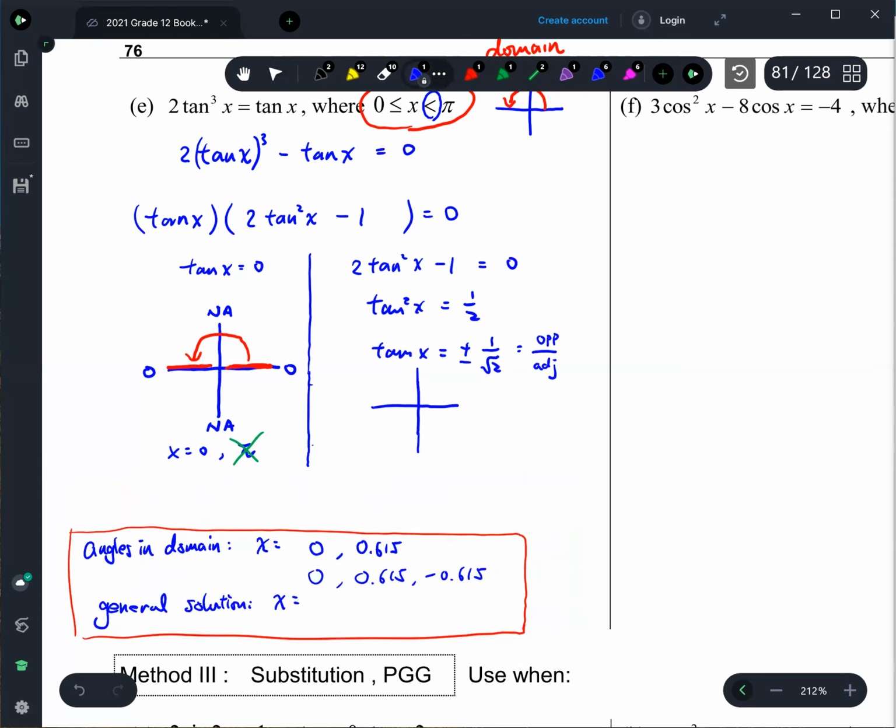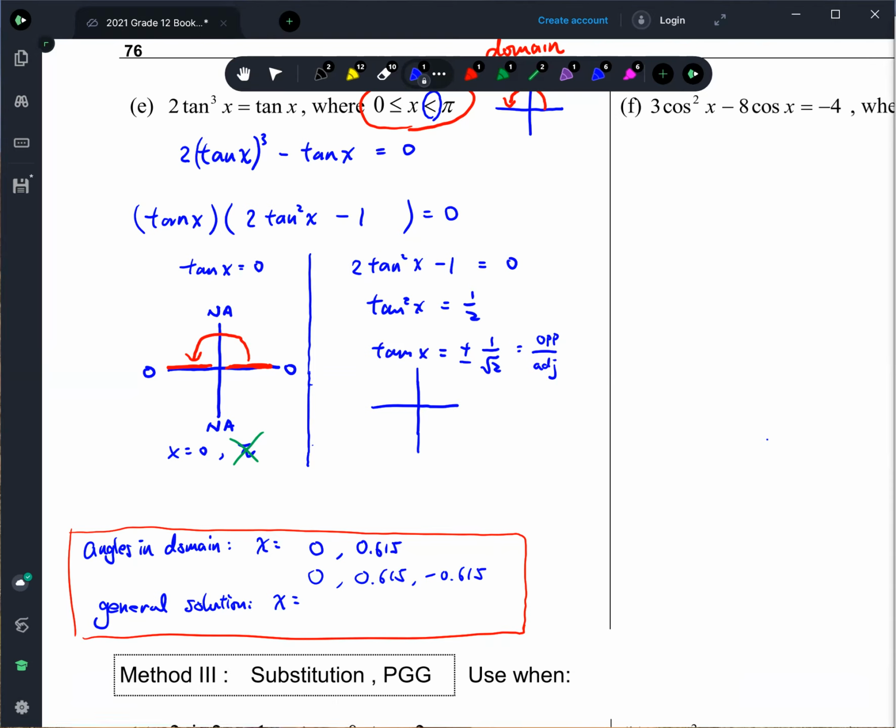So which quadrants are the angles for this one? Angela, where do we draw the angle? Angela? Can you hear me, Angela? Are you there?